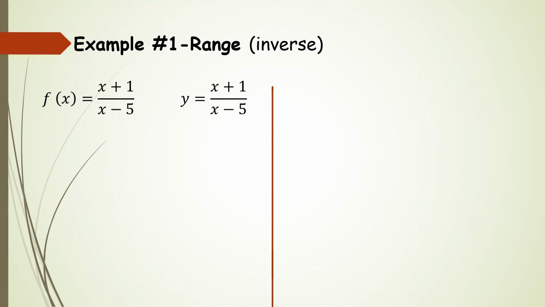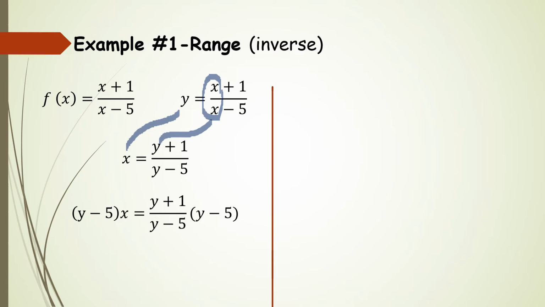So, for this one, i-interchange natin ang x variable sa lahat ng y variable. At the same time, lahat ng y variable into x variable. Therefore, magkakaroon tayo ng x, ang y naging x, at lahat ng x naging y. So, meron tayong x is equal to y plus 1 all over y minus 5.